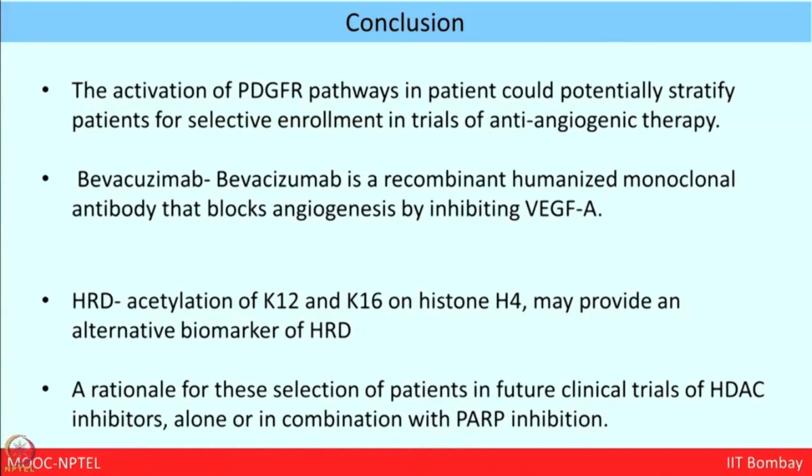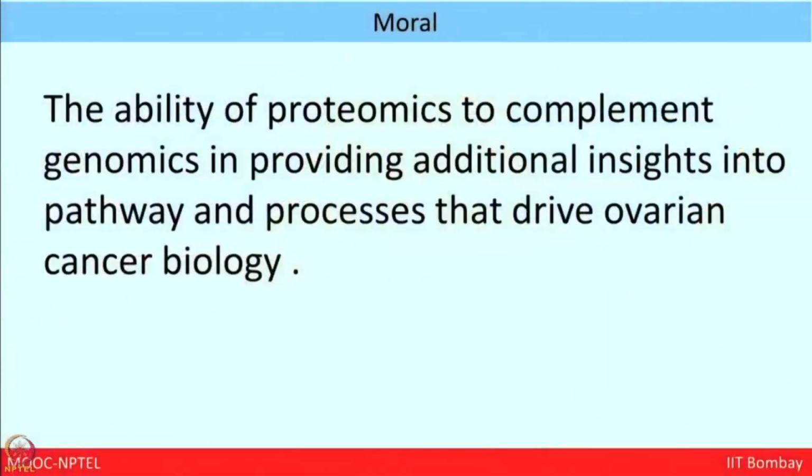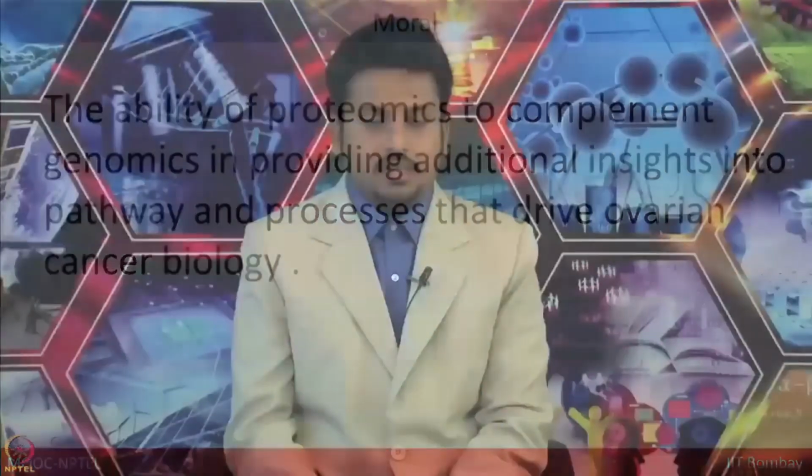Apart from this, HDAC acetylation, K12 and K16 on histone H4, may provide an alternative biomarker of HRD. A rationale for this selection of patients in future clinical trials of HDAC inhibitors, alone or in combination with PARP inhibition, can also be tried. So, the moral from the study: we understand the ability of proteomics to complement genomics in providing additional insights into the pathways and processes that drive ovarian cancer biology.